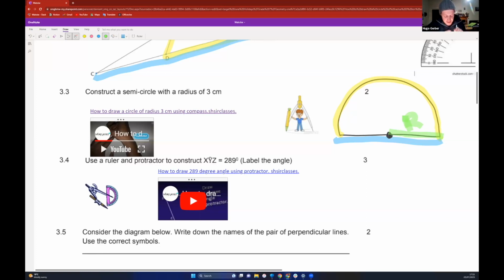Now, they want us to construct a semicircle with a radius of 3. If my radius is 3 and the black dot is in the middle of the circle, then how long is the blue line going to be? Azande, tell me, how long is the blue line going to be? My radius is 3. So just this green line is 3. Now tell me, Azande, did I lose you? You still unmuted? Chat to me, Azande. If the green line is 3, how long is the blue line?